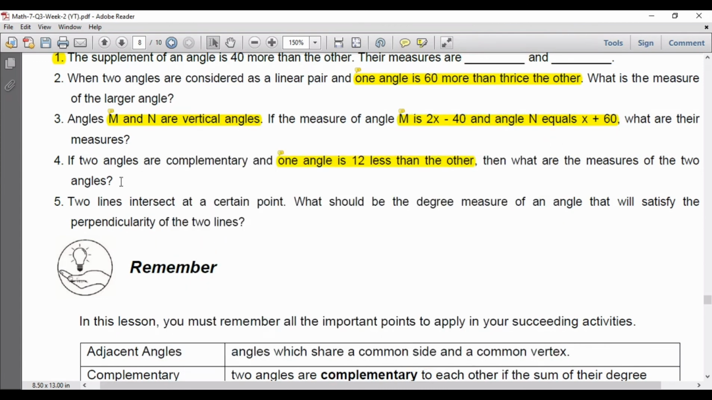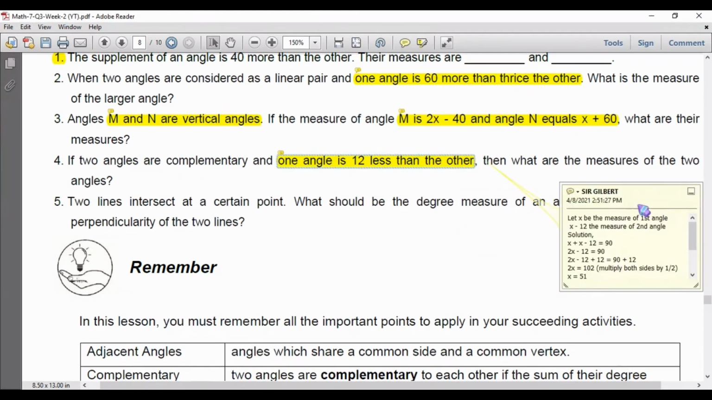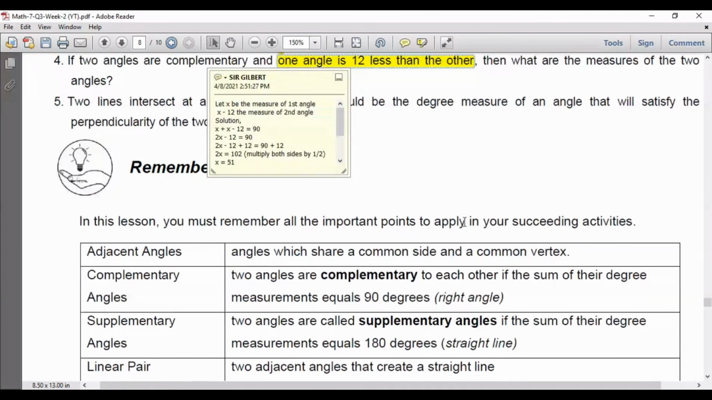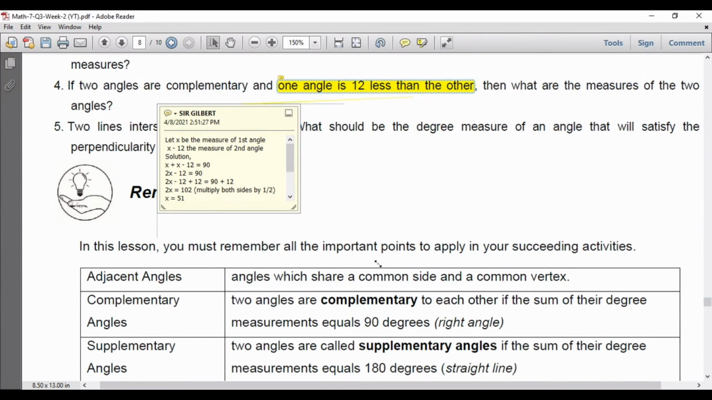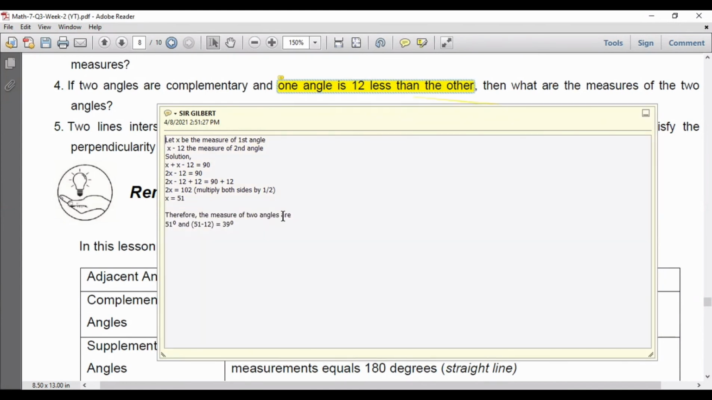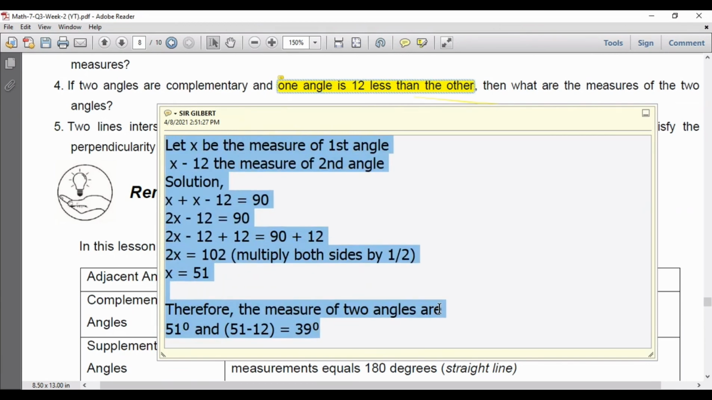If two angles are complementary and one angle is 12 degrees less than the other, let x be the measure of the first angle. x minus 12 is the measure of the second angle, since it is 12 less. The sum will be 90 degrees because they are complementary angles. So x plus x minus 12 equals 90. Again, by algebraic manipulation, you will arrive at x equals 51.